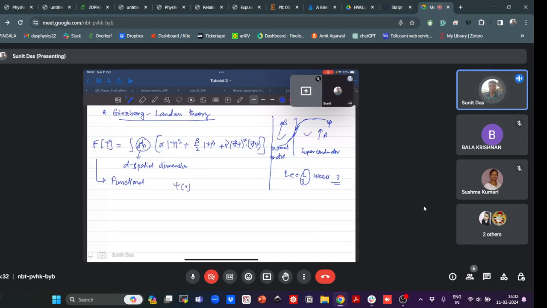Psi of r now depends on r, which I have not explicitly written here, because otherwise the gradient would be 0, right? If psi is constant, then the gradient of psi_0 will be identically 0, so this term will not be there. That is the difference between Landau theory and Ginzburg-Landau theory. So this part is purely from the Landau theory.